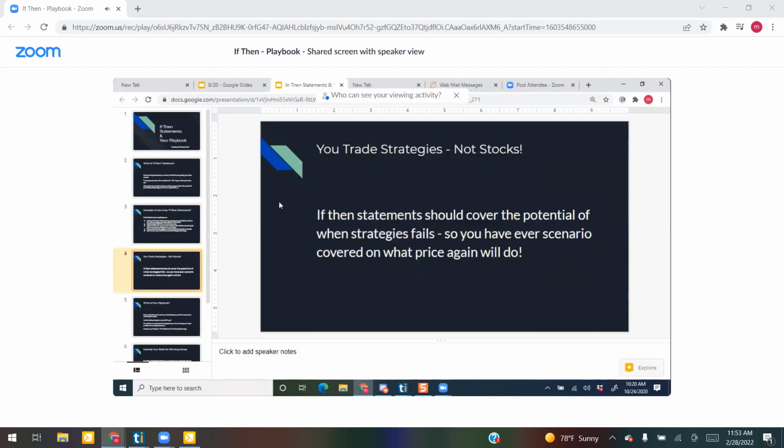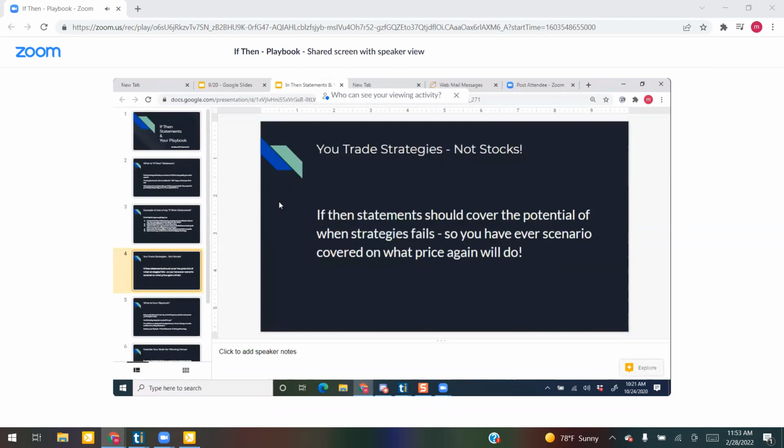You trade strategies, not stocks. I cannot tell you how individuals just go into stocks and they have no idea what they're doing in the trade. They have no idea what their strategy is. If-then statements should cover the potential of when the strategy fails also. So you have every scenario covered for what price will do. I cannot repeat that enough. If-then statements are not just statements for when the stock does what you expect or want it to do. It's to cover every scenario.